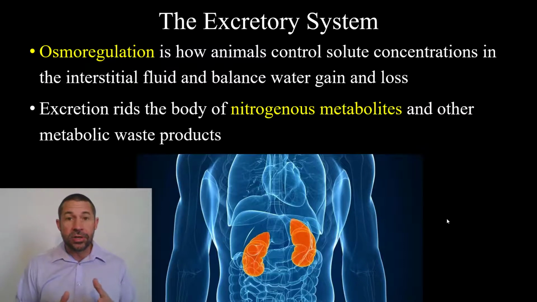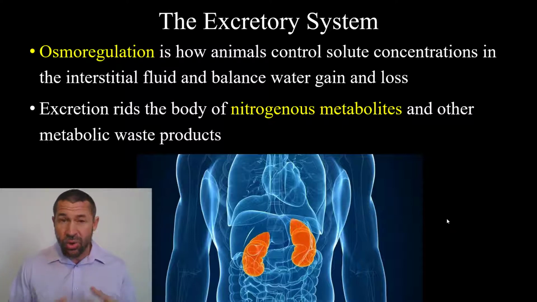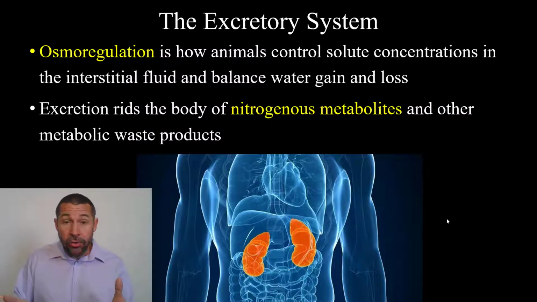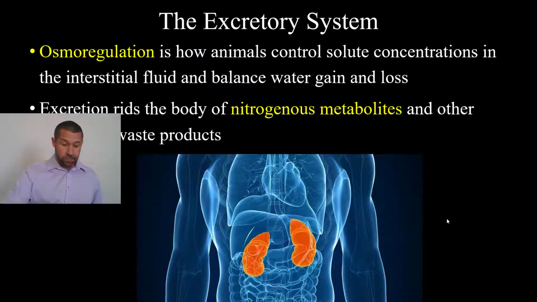The primary function of the excretory system is to rid animal bodies of nitrogenous or nitrogen-containing metabolites. In other words, nitrogenous wastes that accumulate from the digestion and subsequent production of proteins. Further, the excretory system is how animals osmoregulate. It's how they maintain that appropriate balance of water and salts in their cells and interstitial fluids.